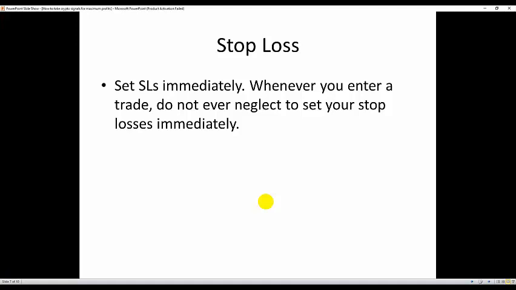So you make sure that you watch your trade, make sure that you enter the trade, and when you enter, you set your stop loss and you go and rest. I think you can even set stop loss immediately, I think so, but I've not done that. I always set my stop loss when my trade has picked. So whenever you enter a trade, do not ever neglect to set your stop loss immediately.